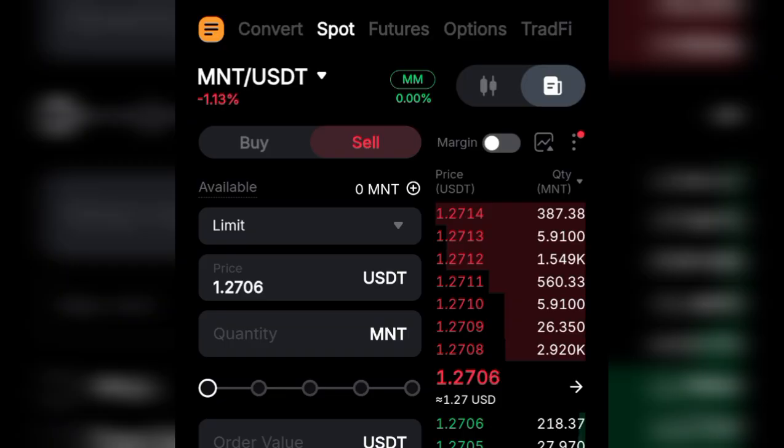Okay, for those of you asking, how do I do P2P? This is a platform. If you are in Nigeria, this is a platform. Okay, I just hope they won't stop there.